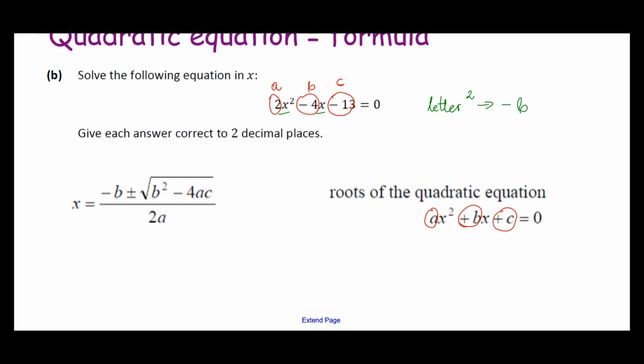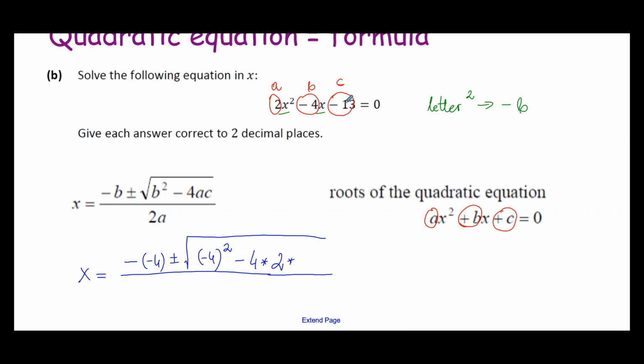So now that we identified them, we use our formula and we replace those letters with values. So first we have minus, then B. Our B is minus 4, plus minus, because we know we're going to run 2 different versions of it, one with plus, one with minus, then B again, which is minus 4. And that minus 4 in bracket, make sure to the power of 2 when you are putting it in the calculator. Minus 4 multiplied by A, our A is 2, multiplied by C, and our C is minus 13, and everything is divided by 2 multiplied by A, which is 2.